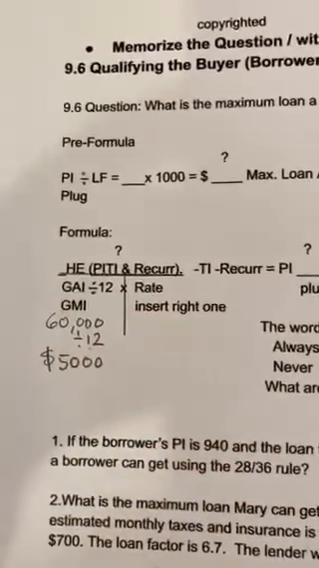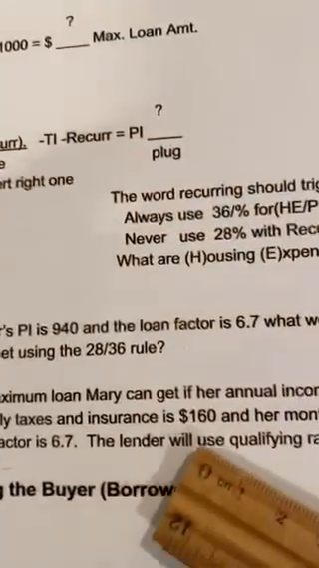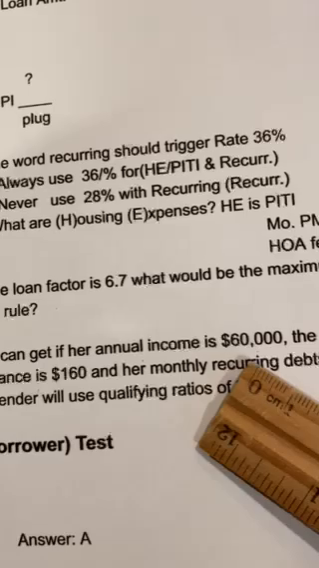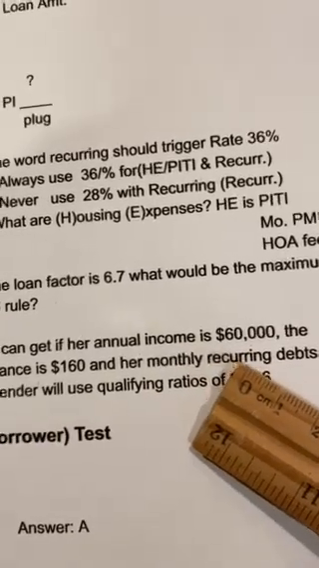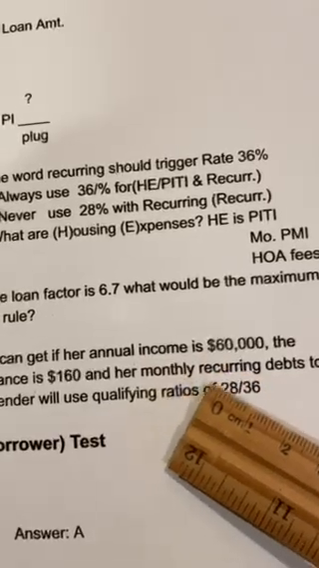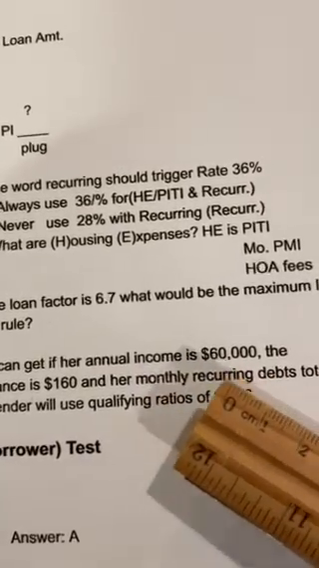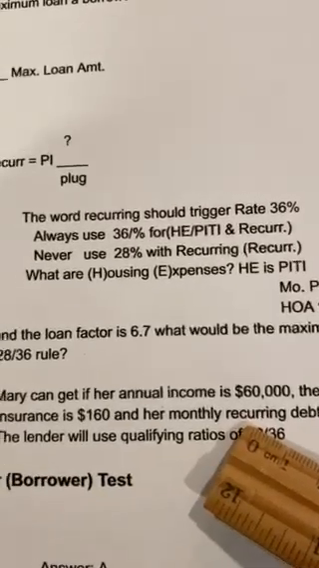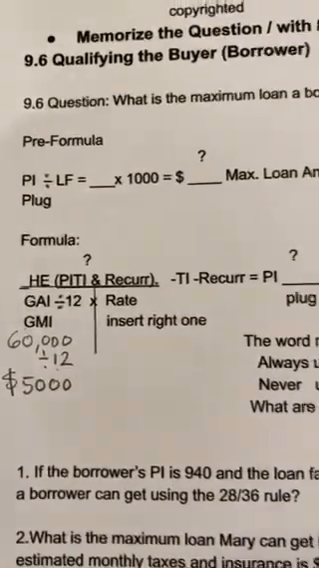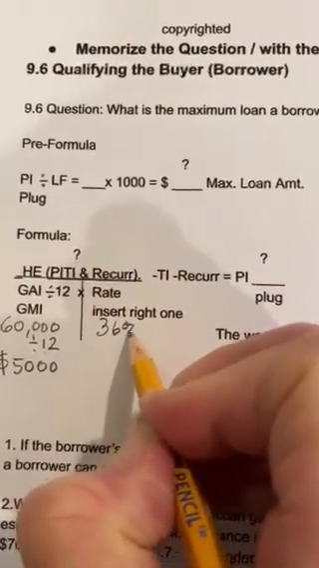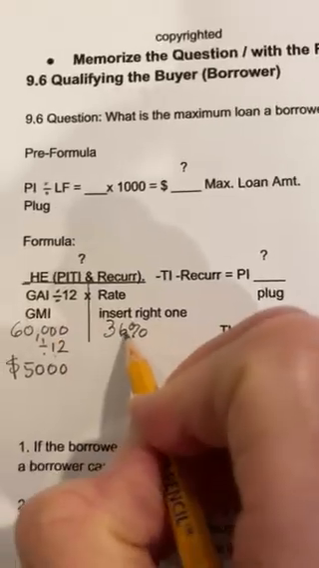Now, how do we know our rate? You look in your problem. There's a key word, recurring. Recurring is only the rate of 36% you use. You never use 28 with the word recurring in your problem. So you zoom in on recurring, and you know automatically you're going to put 36% as your rate.